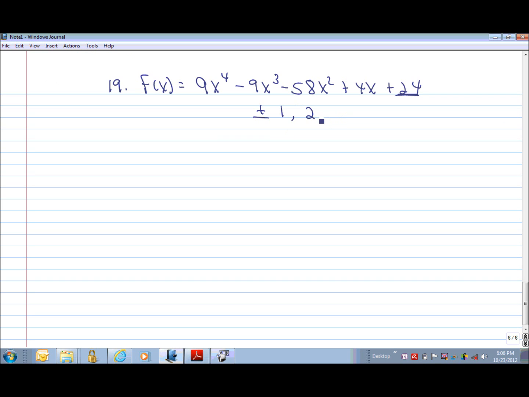1, 2, 3, 4, 6, 8, 12, and 24, and they'd be over the positive and negative factors of 9, which would be 1, 3, and 9. So quite a list we have here. Of course, everything over 1 would give me just 1, 2, 3, 4, 6, 8, 12, and 24.